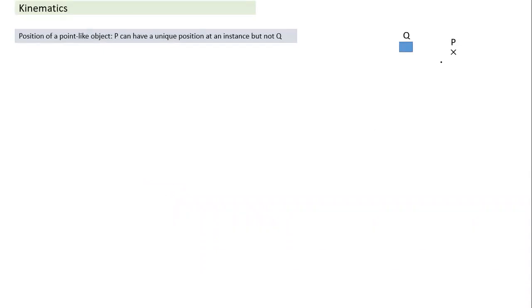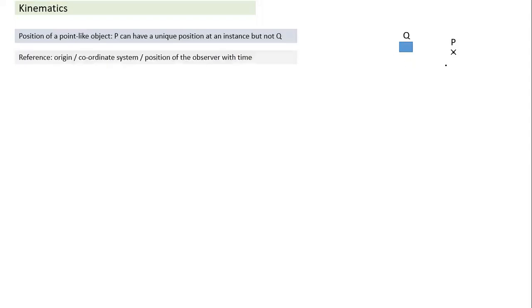You see two things here. This cross indicates this junction, this is a point here. And this object, P is a point-like object. Q is not a point-like object. So when we define position, position can be defined only for P. It cannot be defined for Q. That is a small thing we need to understand here. P will have a unique position at an instance, but not Q. Q has multiple points. When we talk about position, which point are we talking about?